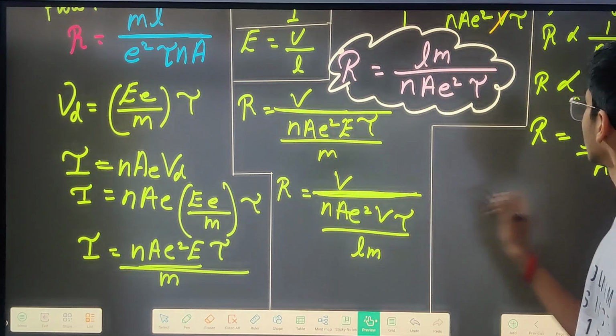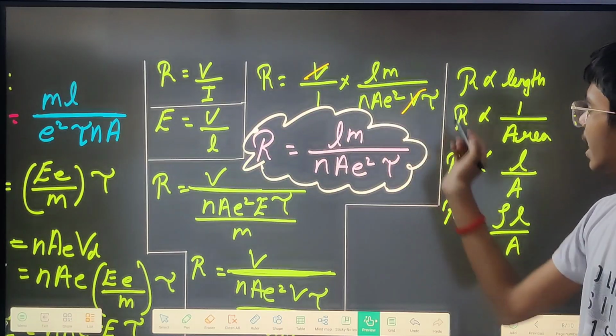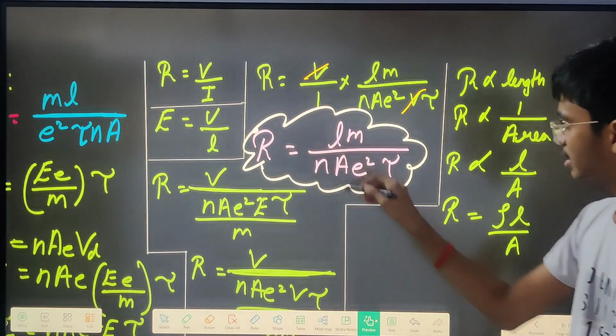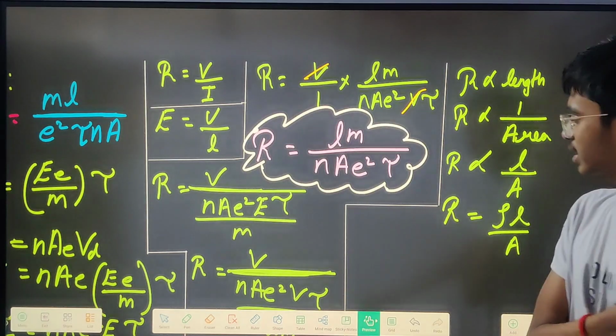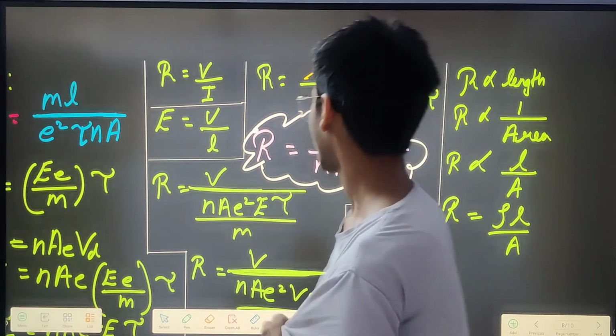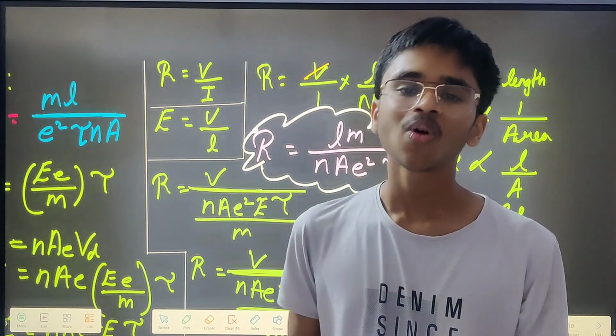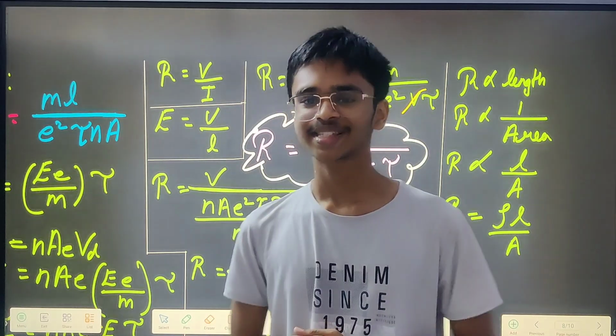So this V and this V can be cancelled out. Then at last you'll be getting that resistance R is equal to L M whole divided by N A E square tau, sorry, just 2. So tan E square. So resistance is equal to ML whole divided by tan E square. You can take it as that.